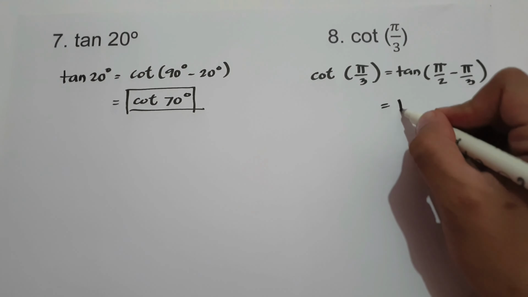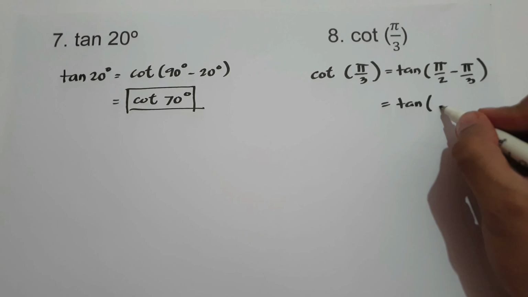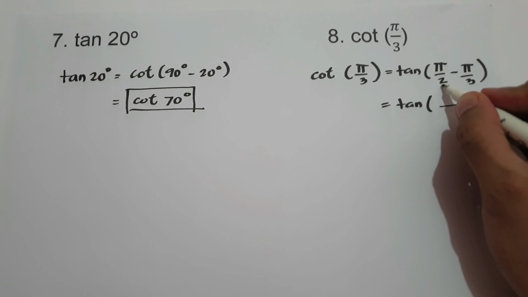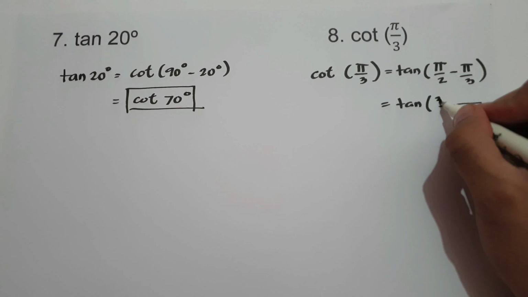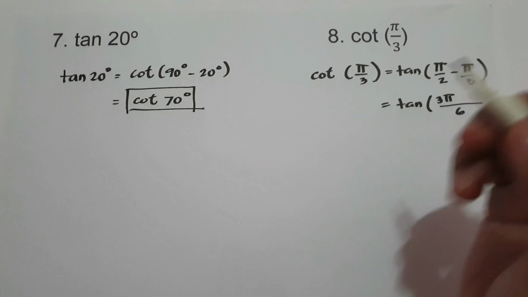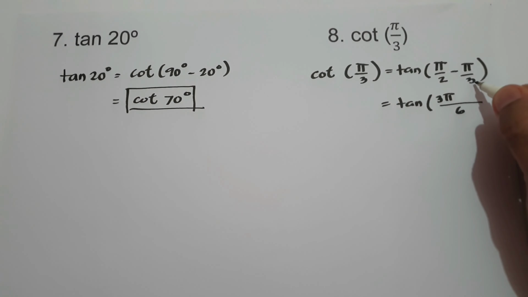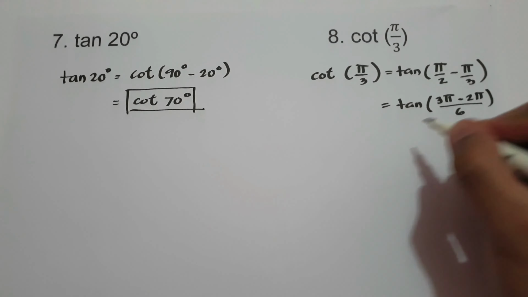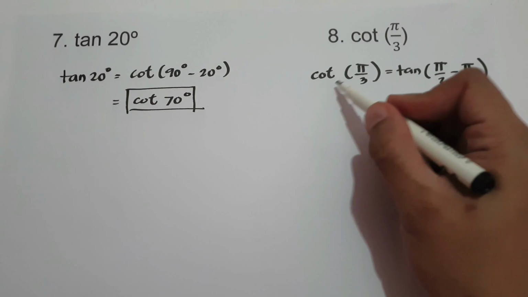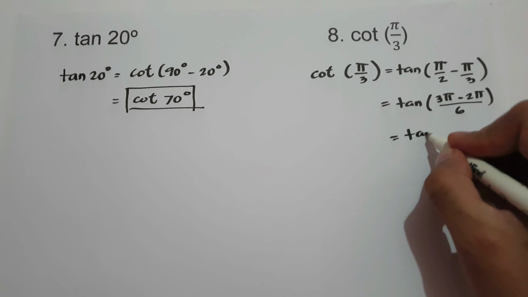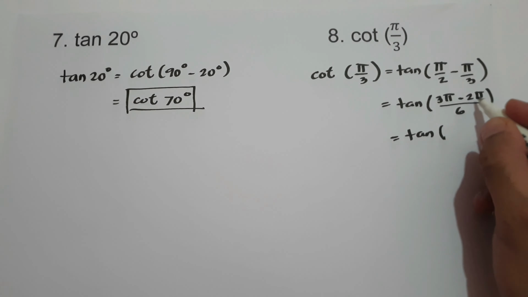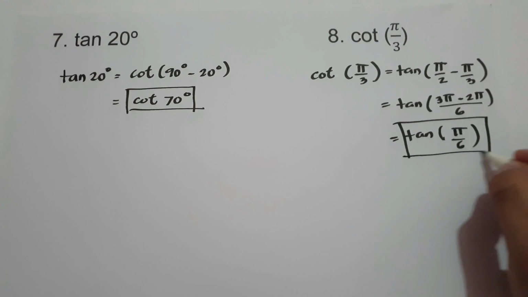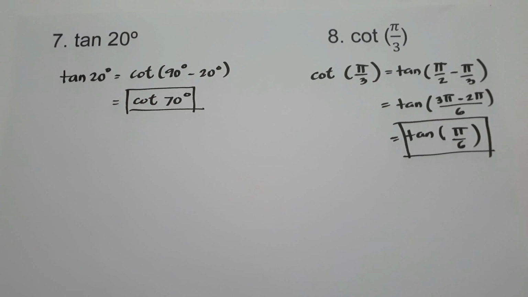So let's have here tangent. The LCM of 2 and 3 is 6. 6 divided by 2 is 3, multiplied by pi, that is 3 pi. And then 6 divided by 3 is 2, multiplied by negative pi, that is negative 2 pi. Therefore, cotangent pi over 3 is equal to tangent of (3 pi minus 2 pi) over 6, that is pi over 6. And this will be the cofunction of cotangent pi over 3.